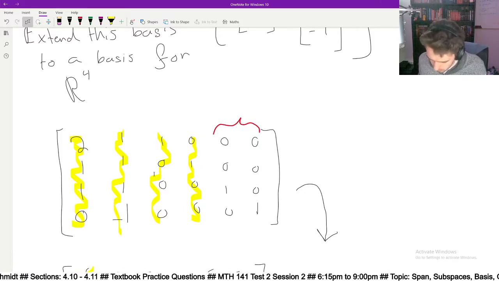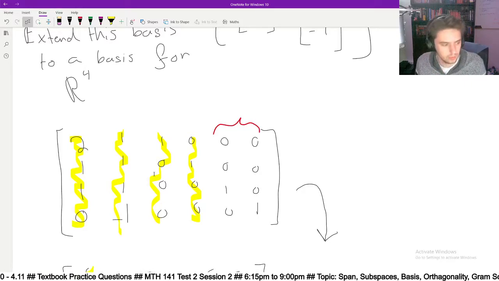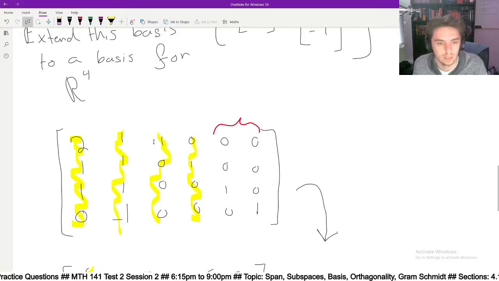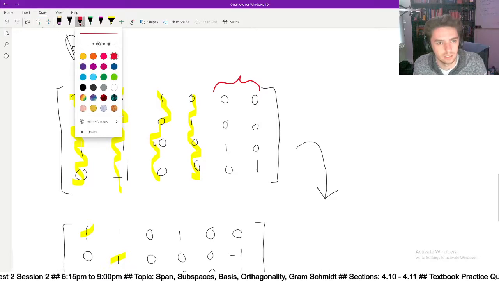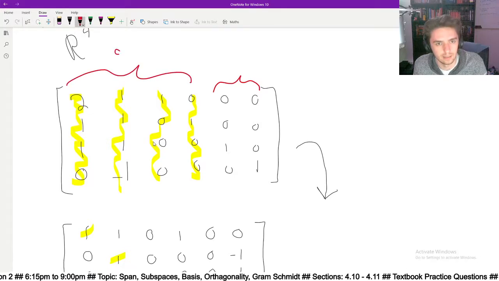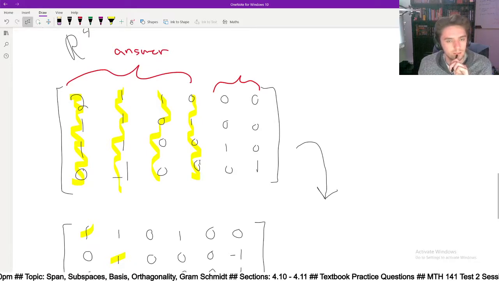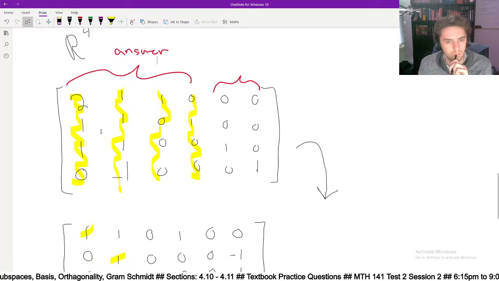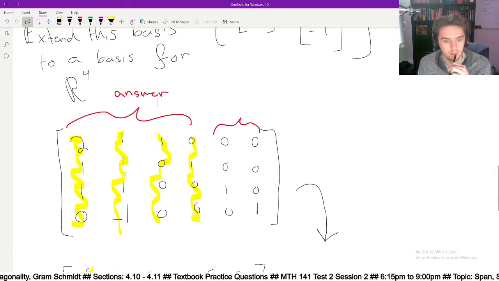So maybe let's do the other one here. Let's do the other one here because it's string. The yellow ones I highlighted here. These vectors that I highlighted here. Those. Yeah, and that spans R4. The span of these 4 vectors is R4.